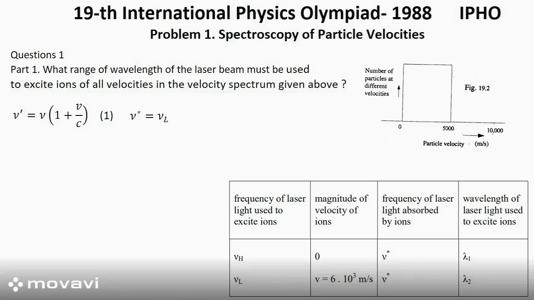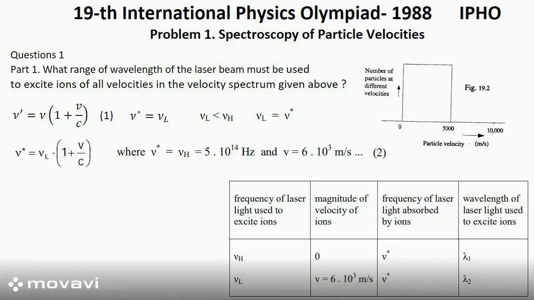When no accelerating voltage is applied, we have the next table. Here nu L is less than nu H, nu L equals nu star. Calculation of frequency nu H absorbed by moving ions is represented in formula 2. The difference in the values of the frequency absorbed by the stationary ion and the ion moving with the velocity v: delta nu equals nu H minus nu L. The difference in the values of the wavelengths absorbed by the stationary ion and the ion moving with the velocity v: delta lambda equals lambda L minus lambda H, which is using formula 2.